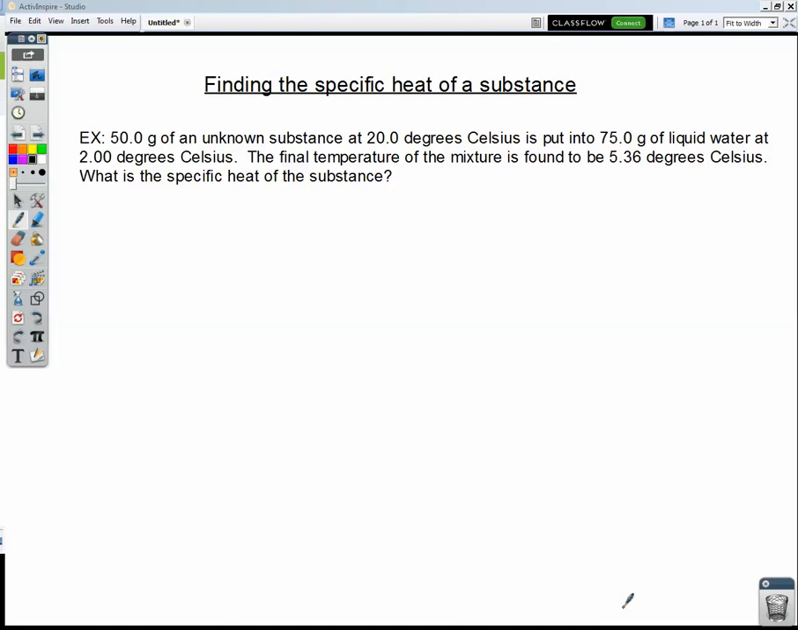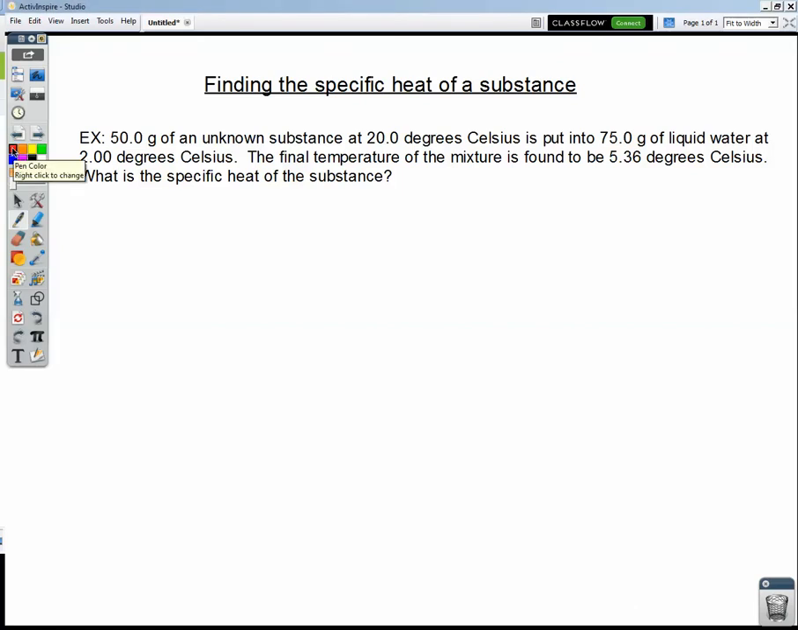Howdy! In this lecture we're going to look at finding the specific heat of a substance. We've already dealt with our two equations for finding heat energy, the Cm delta T equation for changes in temperature and the M delta H equation for finding heat involved in phase change. We are going to put those together in this, and we're going to look at two different ways to deal with that. So here's our example problem.